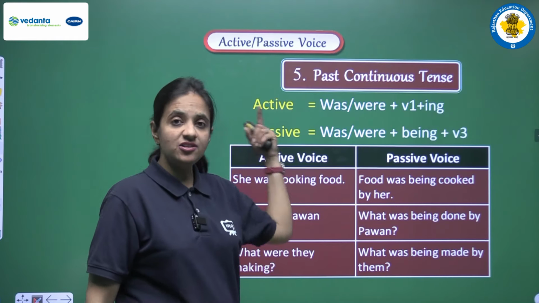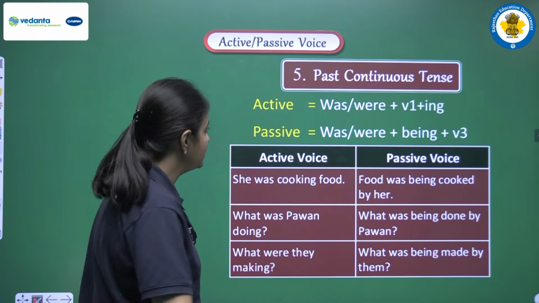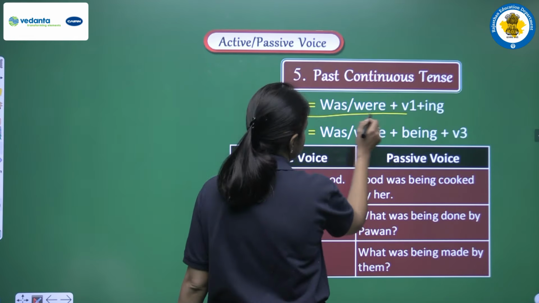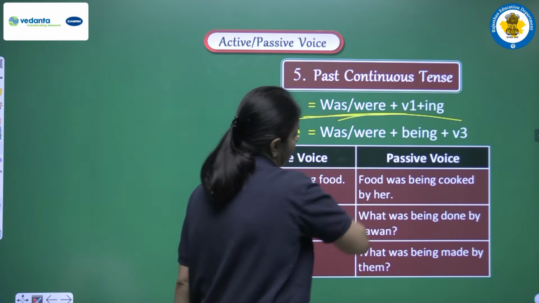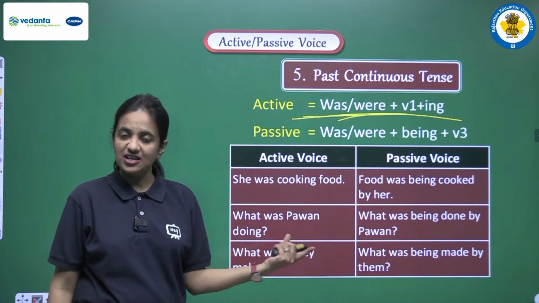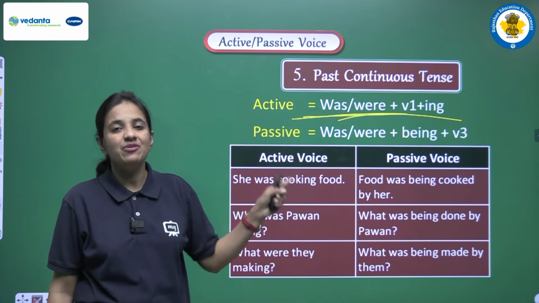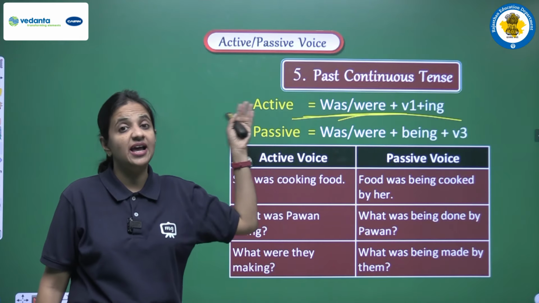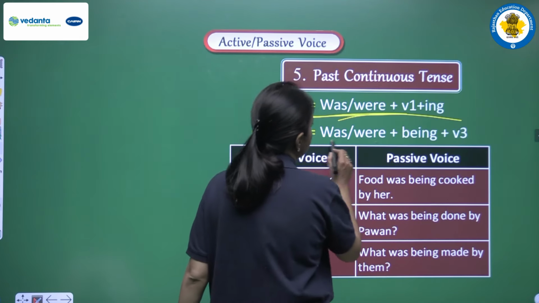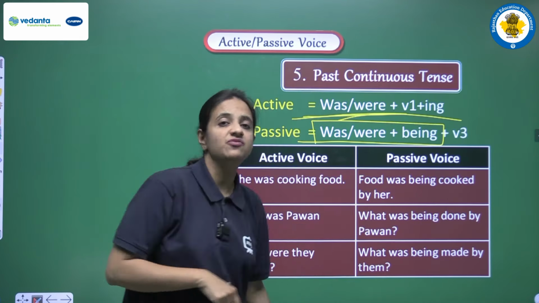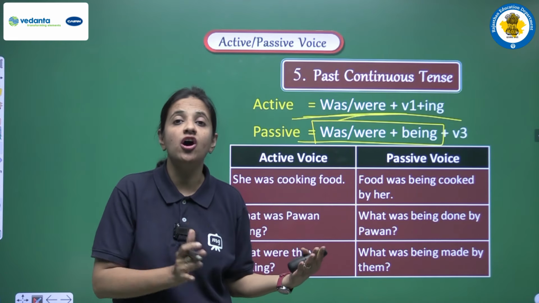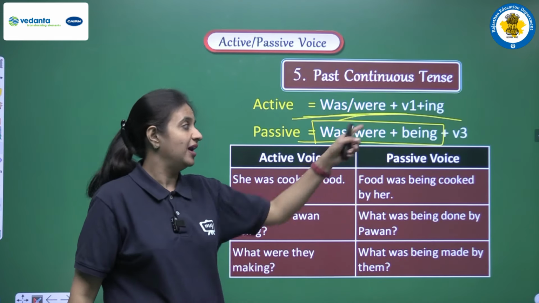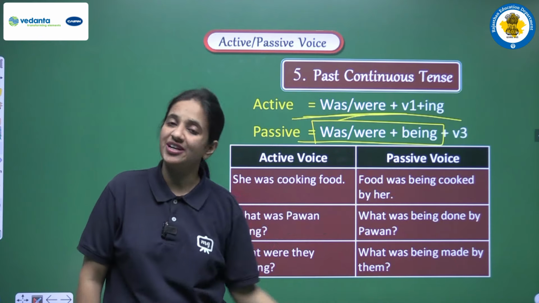Next is past continuous tense. So past continuous tense means we will be having was and were as helping verb and first form plus ing. This is past continuous tense only. So if we are having past continuous in active voice, then in passive voice we have to use was, were plus being. It means we have to use was being or were being as helping verb, and main verb we all know we have to use third form only.